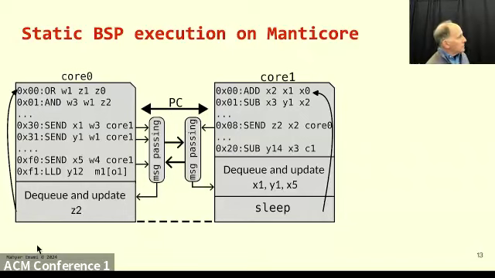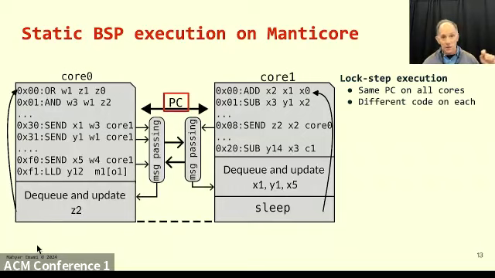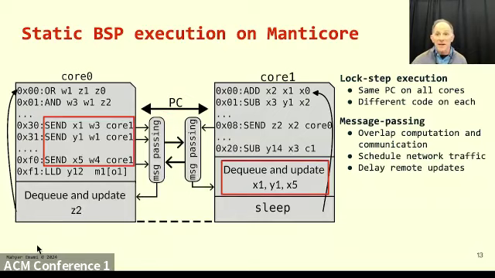So how does it work? We have two cores here, each one of which has its own instruction stream. Notice they're running different instruction streams, but they're going at the same rate. They're basically lockstep execution by PC, but different code. Then we're doing explicit message passing across the torus, and we're scheduling it at compile time. We're overlapping the computation and the communication, and we're scheduling the network traffic so we have no buffering in the network at all, to make the network very simple and very fast.